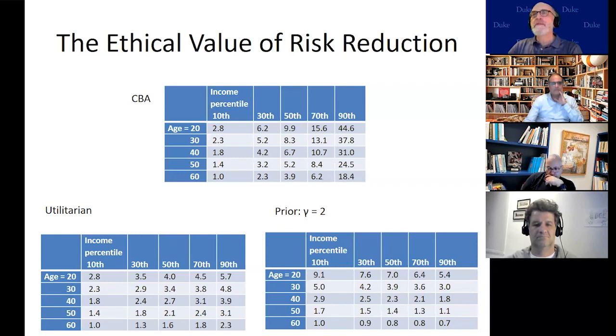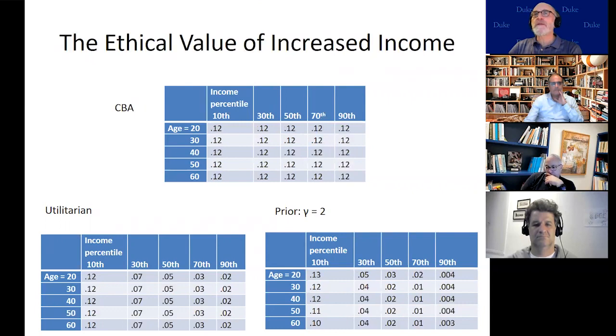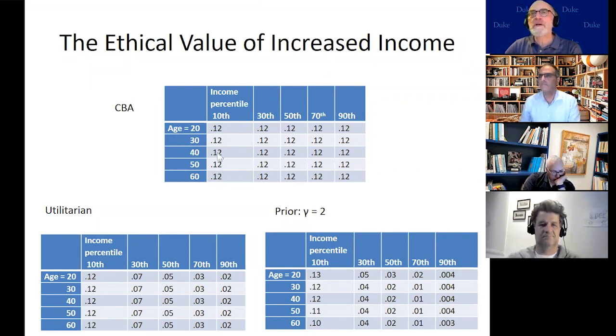On the income side, this is the same exercise now with income. So now we imagine not giving a 1 in 100,000 reduction in risk to each person, but rather just changing their income by a certain amount. One here means the 1 in 100,000 risk reduction for the 60-year-old. So one means the same thing as it did in the prior slide.